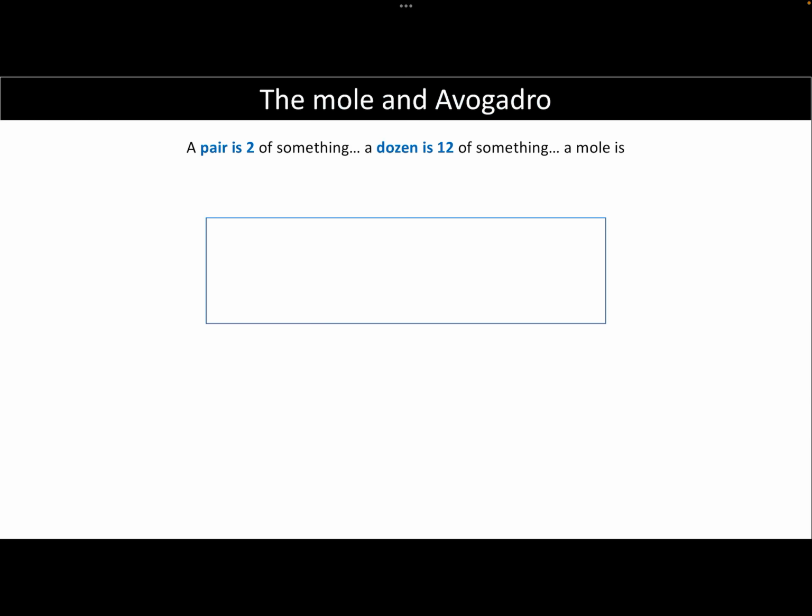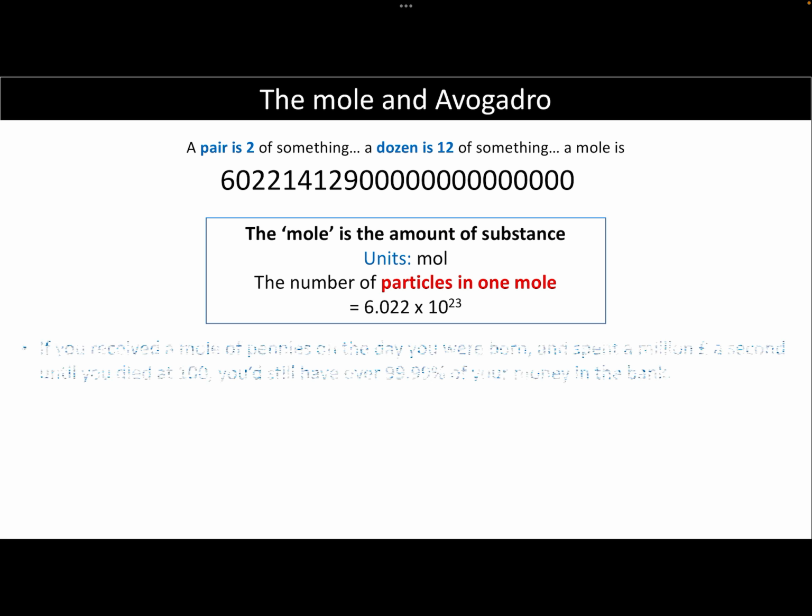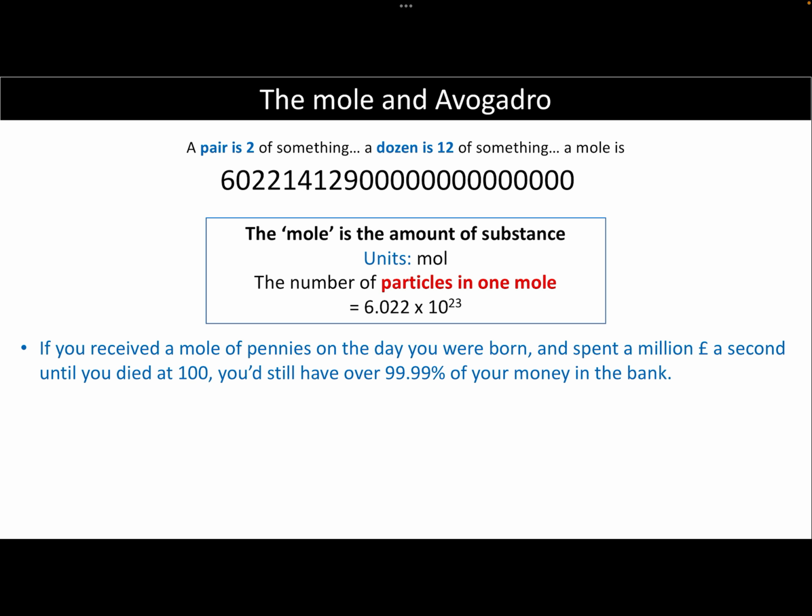A pair is 2 of something, a dozen is 12 of something, a mole is pretty big. That is 6 times 10 to the 23, or if you want to be more exact, we can go on for quite a while. A mole is the amount of substance. The unit for this is MOL. Being slightly lazy, we just drop the E off the mole, so it's mol.